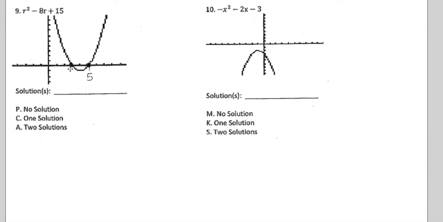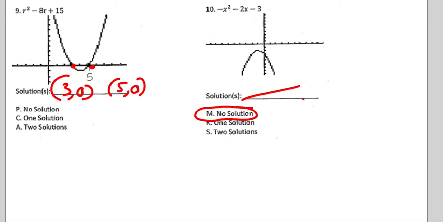Number 9 has two solutions at 3, 0 and 5, 0. Number 10, that's a y-intercept. That's not a solution again. Man, it never gets up to the x-axis. So there are no x-intercepts. There are no solutions.